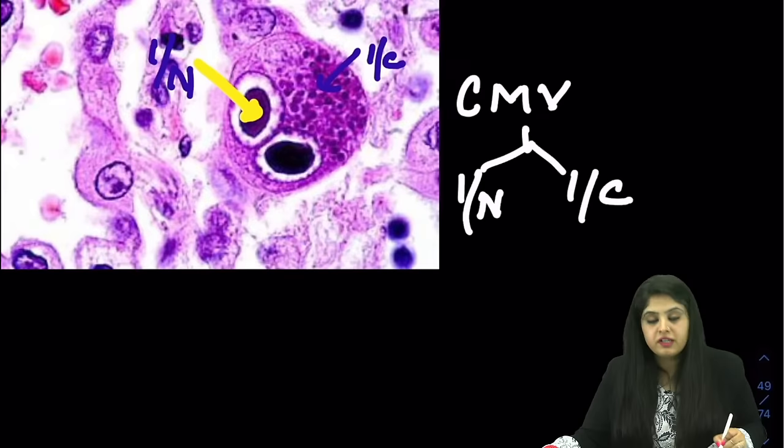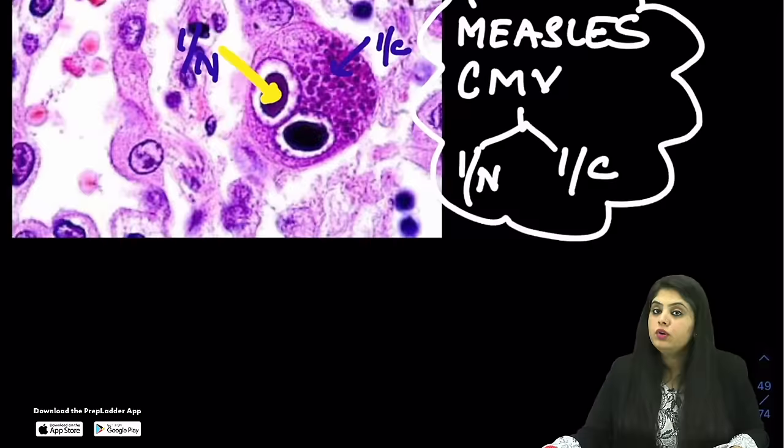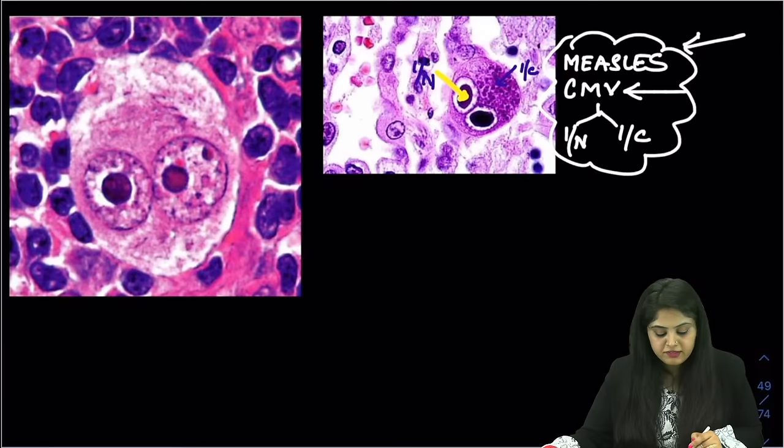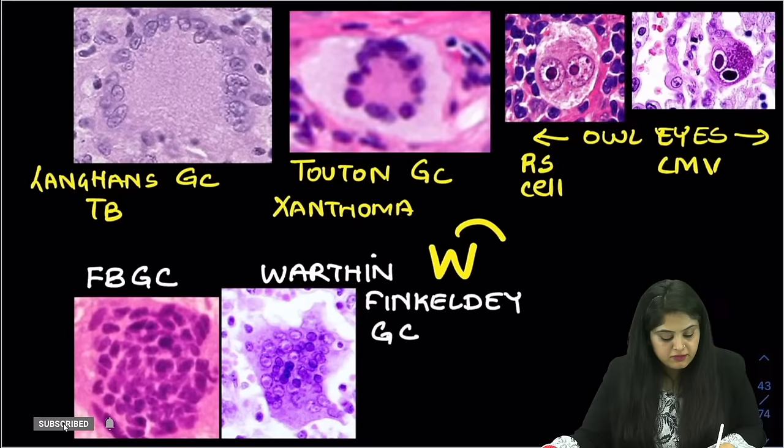Other than cytomegalovirus, measles also shows you both intranuclear and intracytoplasmic inclusions. These are the only two viruses to show you that phenomenon. So now I've shown you cytomegalovirus. Can you tell me what the giant cells in measles are? Perfect. The giant cells of measles are the Warthin-Finkeldey giant cells. So W for Warthin, M for measles. Warthin-Finkeldey giant cells are seen in measles.